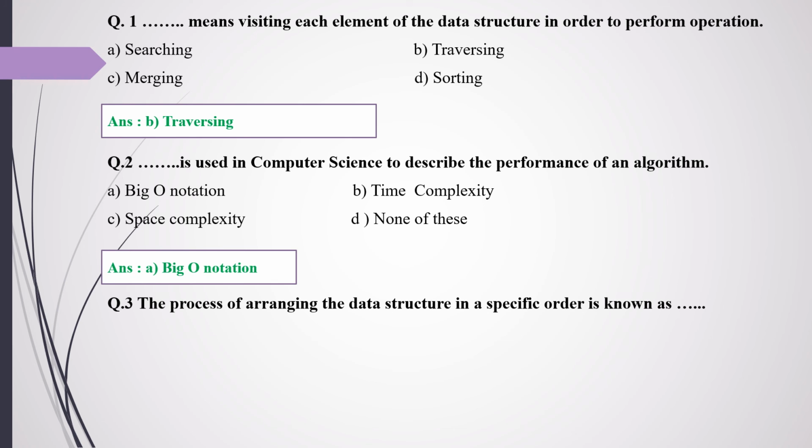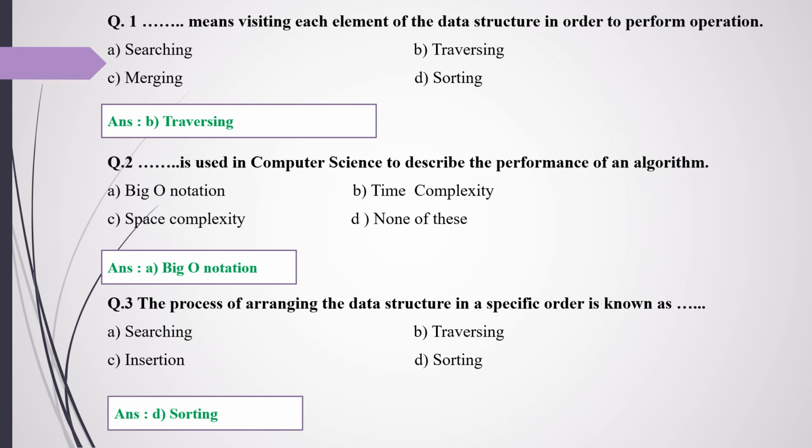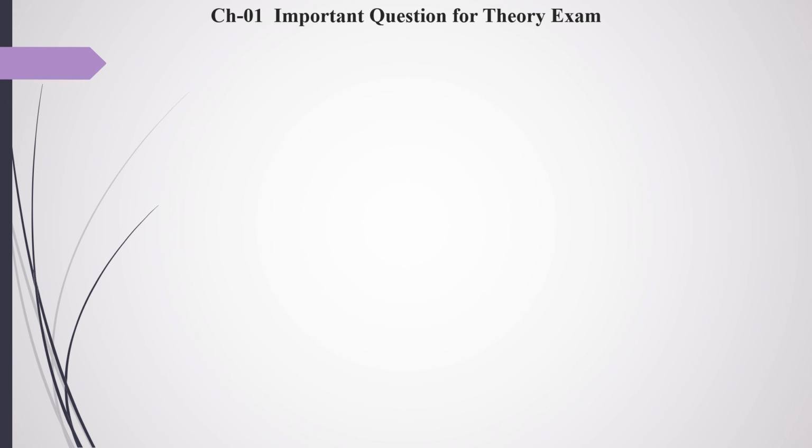Then the last question: the process of arranging the data structure in a specific order is called as. Options are searching, traversing, third option insertion, last option sorting. So the answer to this question is sorting. The process of arranging the data structure in a specific order is called sorting. So here our first chapter of the subject data structure is completed.